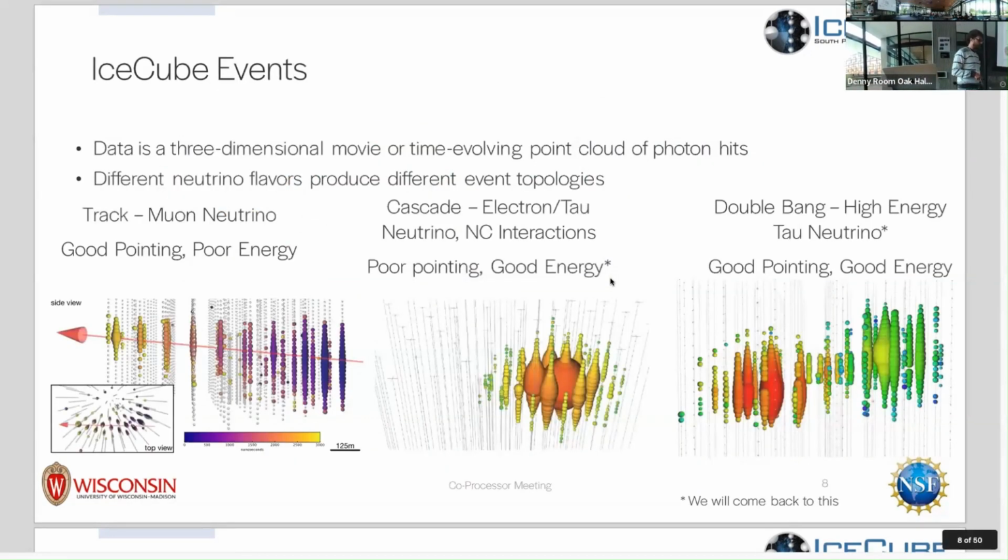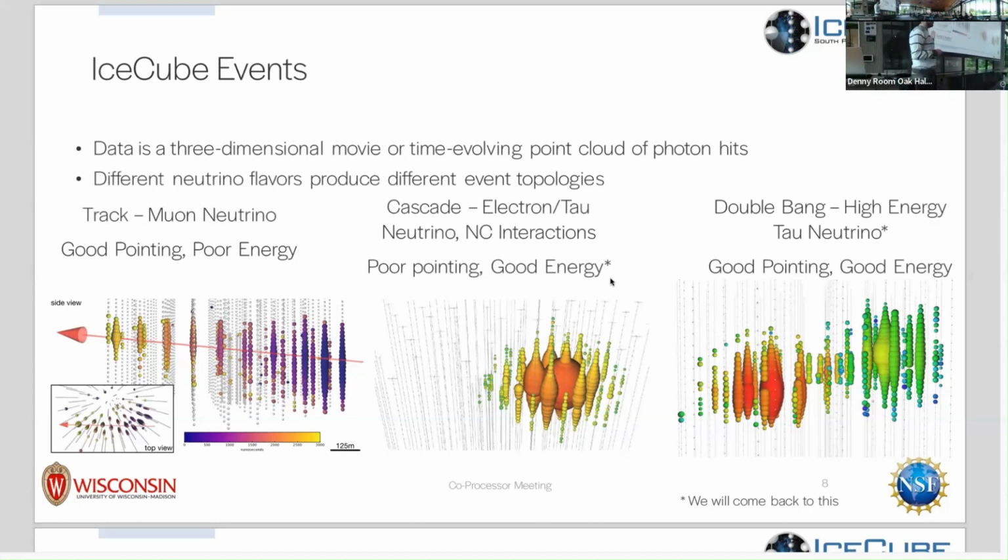Okay, so what does our data actually look like? The data in IceCube, you can essentially think of as a time-evolving point cloud, or a 3-dimensional movie. Here are some examples of events. These black lines are strings, and each of these blobs is a DOM that detected at least one photon. The size of the blobs represents the number of photons that interacted with that particular digital optical module, and the color represents relative time.